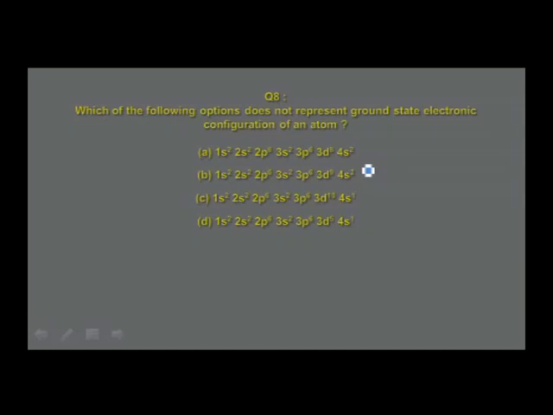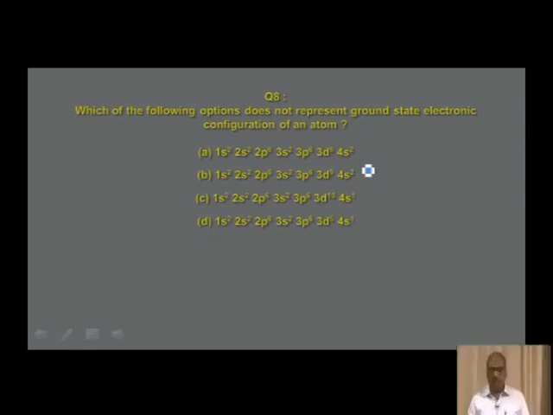Think about that. 1s2, 2s2, 2p6, 3s2, 3p6, 3d9, 4s2: 29 electrons. In the first case, it is 28 electrons. Option C, 1s2, 2s2, 2p6, 3s2, 3p6, 3d10, 4s1: 29 electrons. Option D, 1s2, 2s2, 2p6, 3s2, 3p6, 3d5, 4s1.